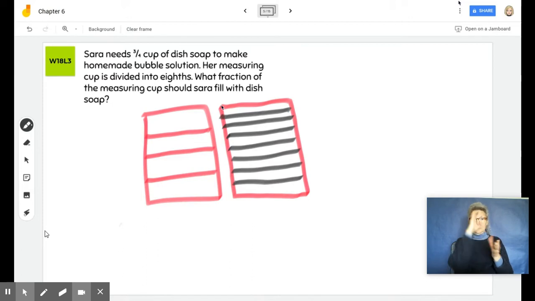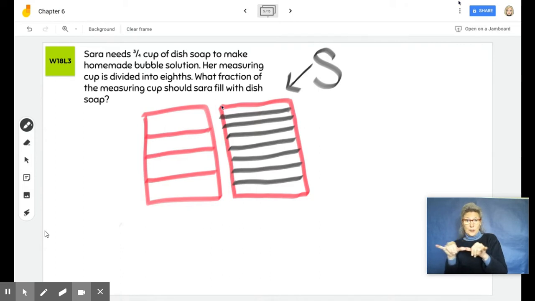On the left-hand side, we used fourths. On the right-hand side, we used eighths. Let's revisit and understand what we have here though. Sarah needs 3/4 cup of dish soap to make homemade bubble solution. That's what she needs. But her measuring cup is broken into eighths. So you can almost say that this over here on the right, this is Sarah's measuring cup and it's broken up by eighths. Got it.